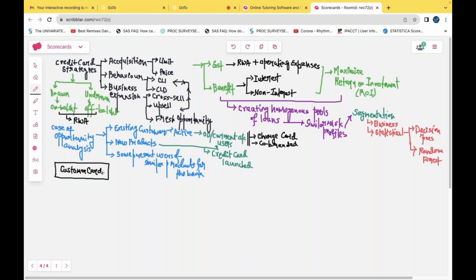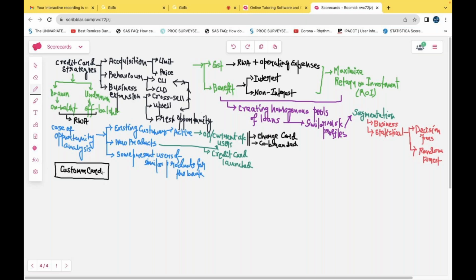I have a base of people who are using credit cards. Now I've brought in a new product, a co-branded card. Let's say a new co-branded card has been launched, and I want these people who are already using my credit card to subscribe to the co-branded card. That co-branded card would have different facilities and features for different kinds of people having different risk profiles.